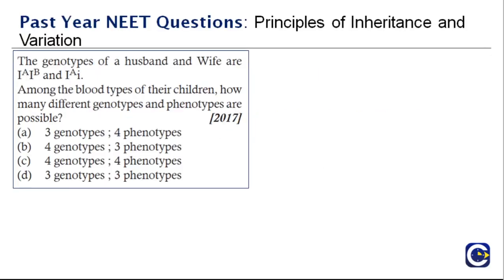So the first question is, the genotypes of a husband and wife are IAIB and IAi. Among the blood types of their children, how many different genotypes and phenotypes are possible? For such kinds of questions, it is always very good if you quickly write it down. If you just write it down and do a cross, there will be no chances of error.